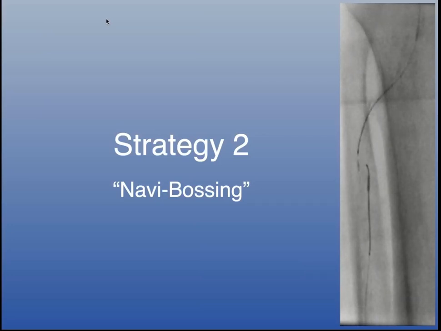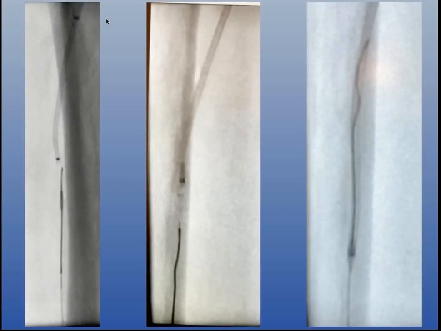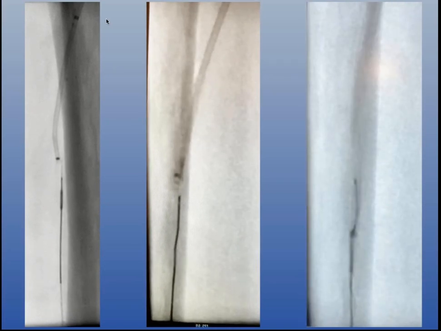The other strategy you can use when you're in the same situation is what's called Navi bossing. So Navi bossing just means that I have a 4 French Terumo Navi cross catheter from above.